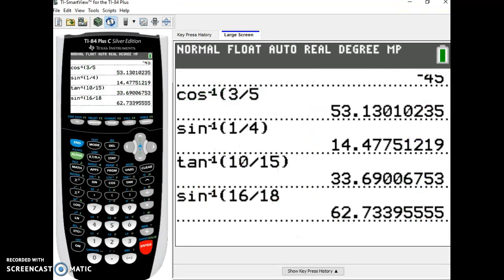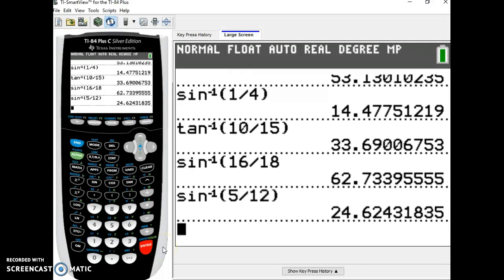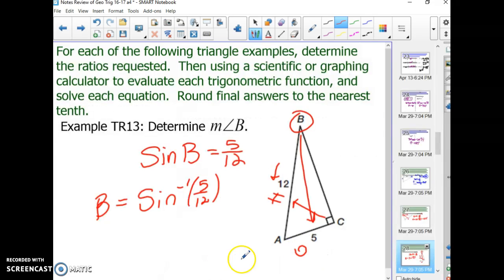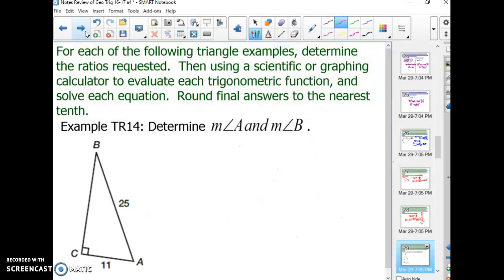So I'm using that arc sine again. 5 divided by 12. And I get 24.62. So B is equal to 24.62 degrees. So my next one, we did angle A last time, so we're going to find angle B.